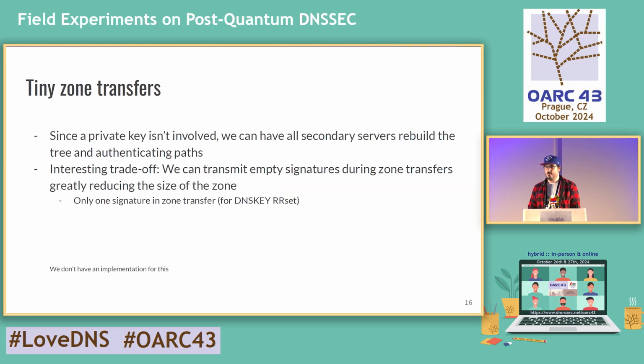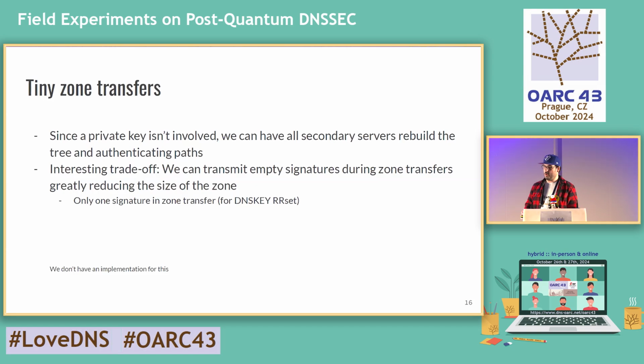You also get a win or a trade-off for tiny zone transfers. Now, we didn't implement this, but the nice thing is there's nothing private about Merkle trees. So when you do a zone transfer, what you can do is transfer everything with essentially a bunch of dummy RRSIGs. Then when your secondary server receives them, it can just build the tree, and then verify that the root hash matches whatever you said the ZSK was, and if it does, then they have it. So it really reduces the amount of bandwidth you would need to do a zone transfer, which is quite cool.